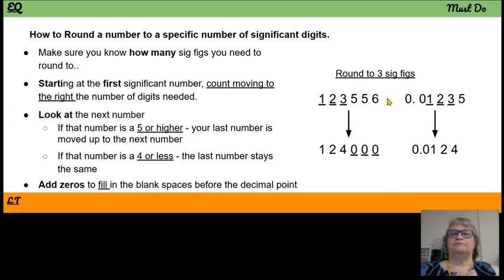And then if I have a number 0.01235, again, the first significant number is the 1. So we have to count. These zeros don't count. 1, 2, 3. Look at that 5 and then round up, right? I still have to write these zeros. These zeros are important, but they are not significant. So it'd be 0.0124. And if the number after is 4 or less, again, you just leave that number the same.